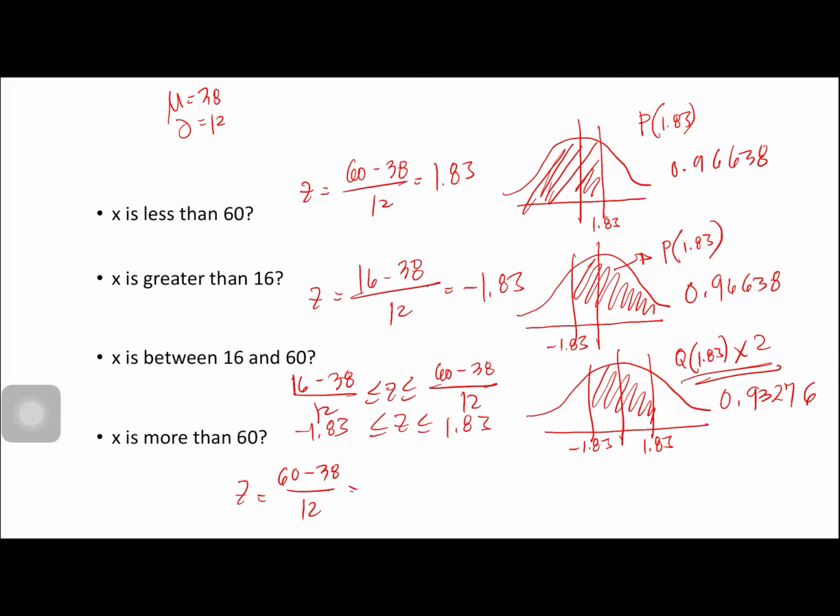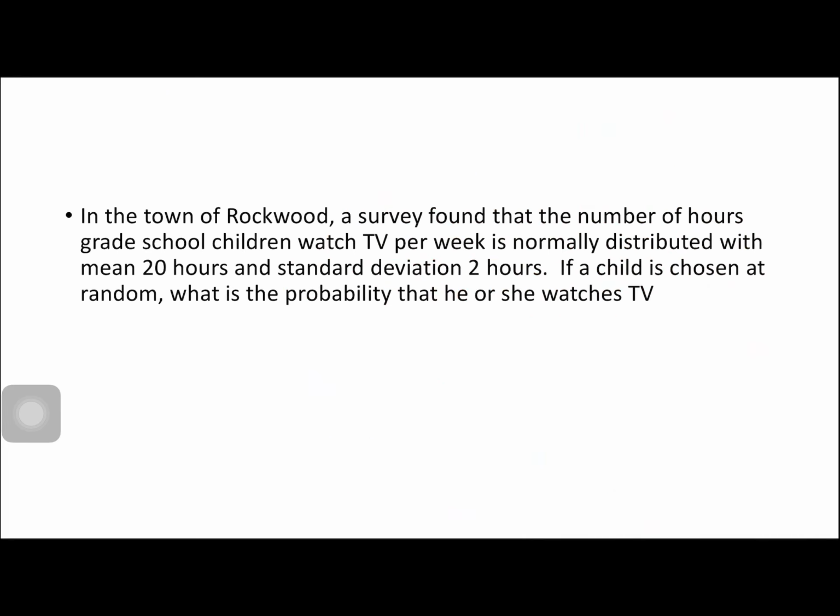What about if X is more than 60? So we have there, again, Z is equal to 60 minus 38 over 12. That is 1.83. More than 60, that will be, okay, we have here our 1.83, that is more than 60. So this is R of 1.83. We have there 0.033625. Okay?